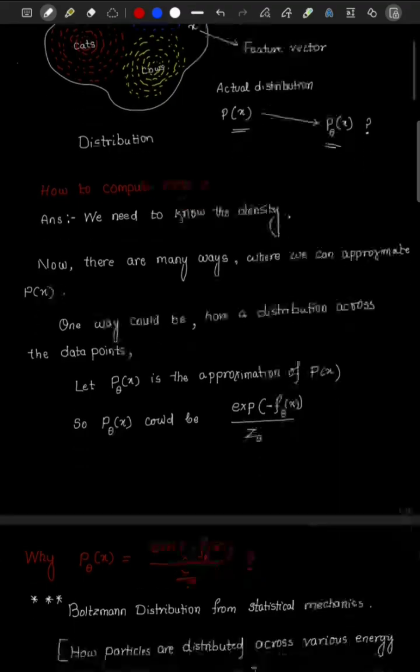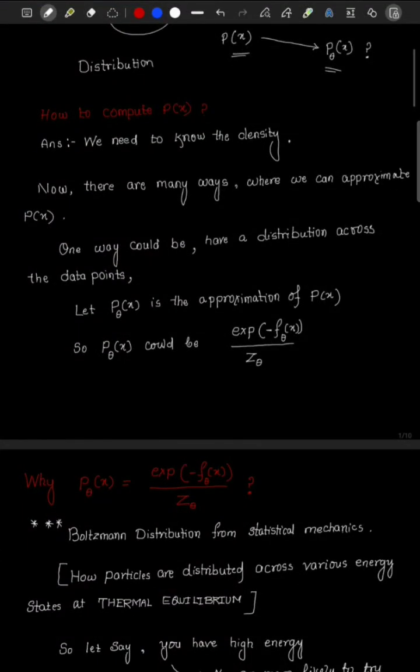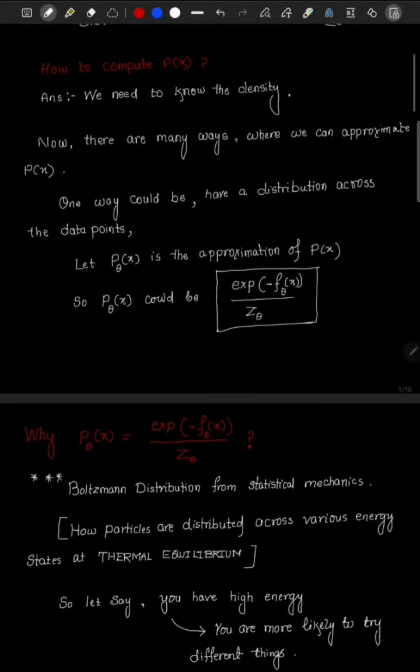There are many ways to take the approximation. One such way is that we can have this kind of function as a probabilistic approximator. What this function says is that in the numerator we have an exponential function, whereas in the denominator we have one kind of partition function. Fine. Now, why this kind of function?